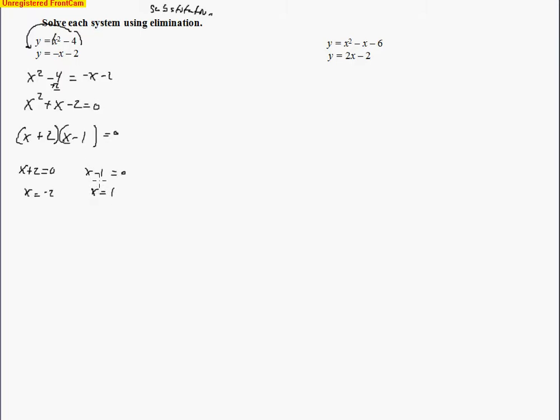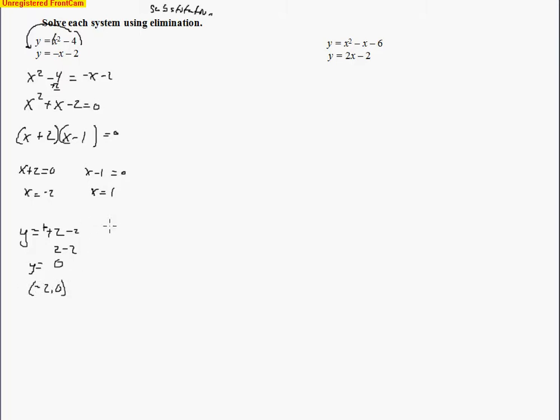So I'm not done yet. I still need to find out what y is for these two answers. So I'm going to plug negative 2 back in for x and come up with y. So y equals the opposite of negative 2, minus 2. So plus positive there, so 2 minus 2 makes 0. So one of the points is negative 2 comma 0.